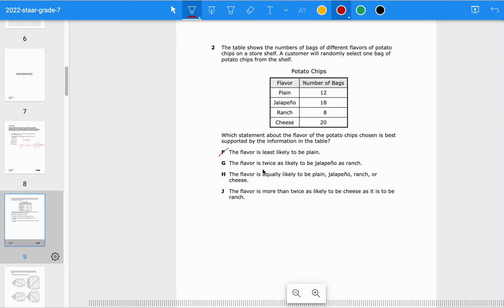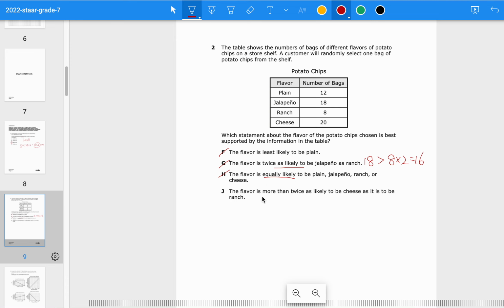Then G, the flavor is twice as likely to be jalapeno as ranch. So jalapeno, we have 18. Ranch, we have 8. So 18 is more than 2 times 8, right? 2 times 8 is 16. So this one is more than 2 times, so it's not accurate. So G is out. H, the flavor is equally likely to be plain, jalapeno, ranch, or cheese, which is definitely wrong because all these numbers are different. They cannot be equally likely. So we know H is out.